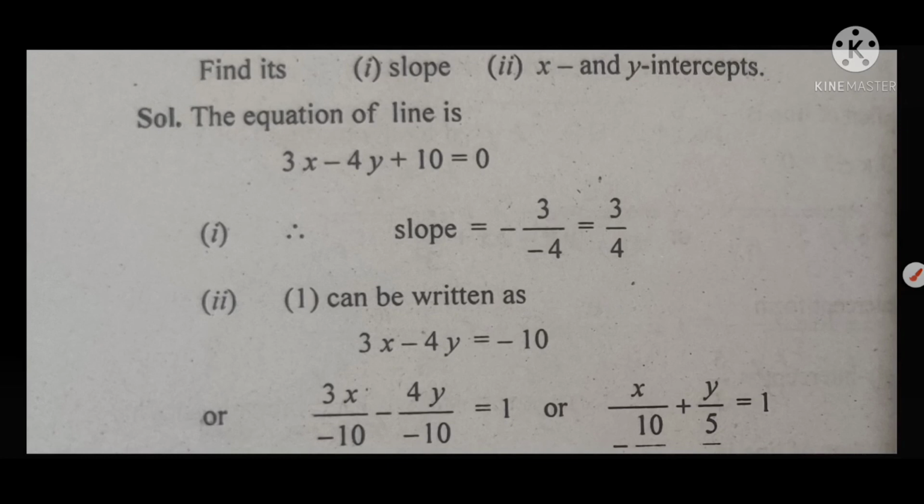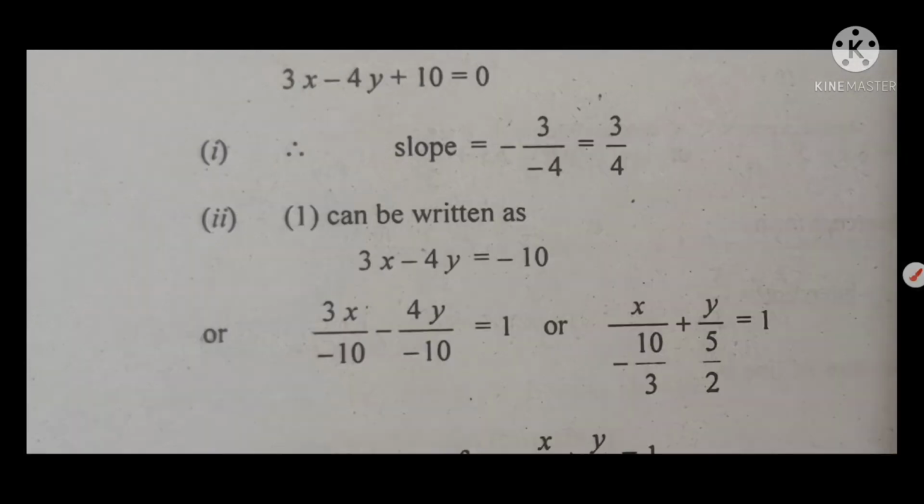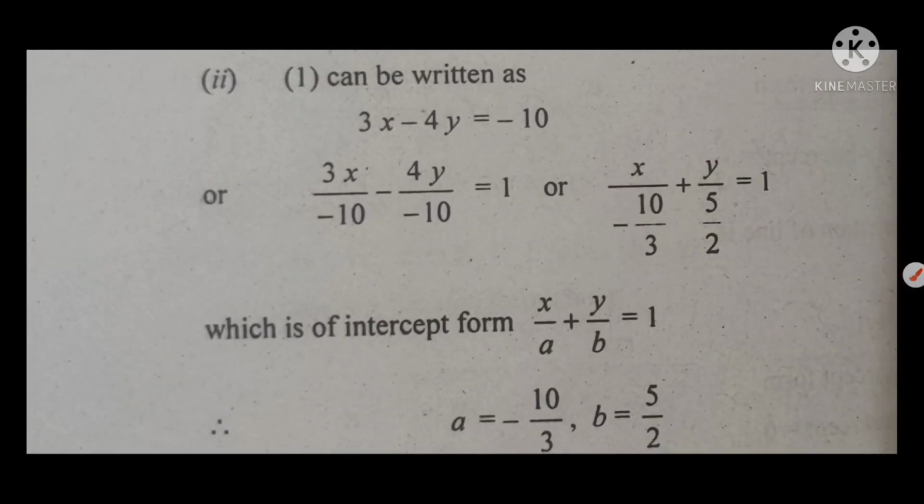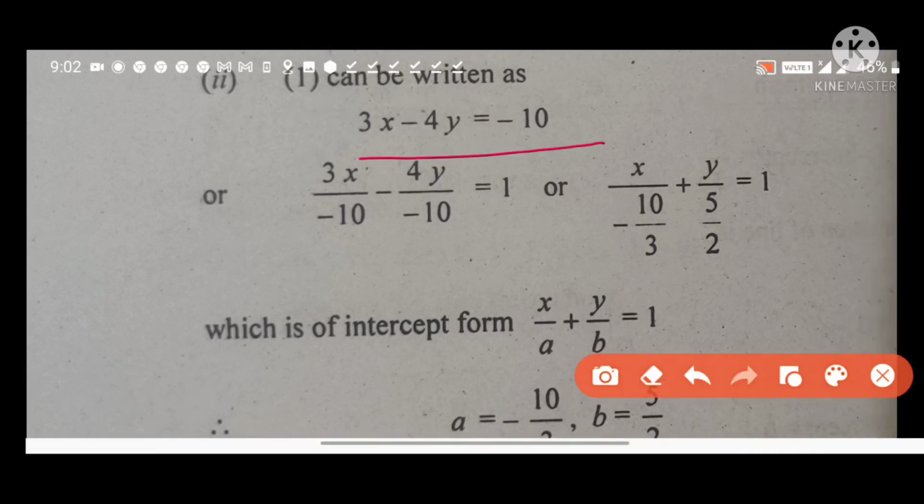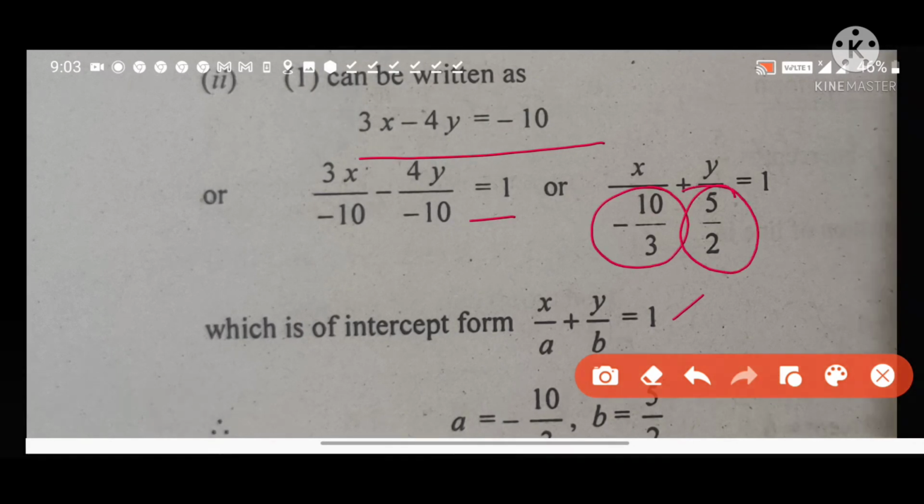Now to find x and y intercepts, divide this equation by -10. 3x by -10 minus 4y by -10 is equal to 1, or x by -10/3 plus y by 5/2 is equal to 1. It is the standard form of intercept form. So intercepts are -10 by 3 and 5 by 2.